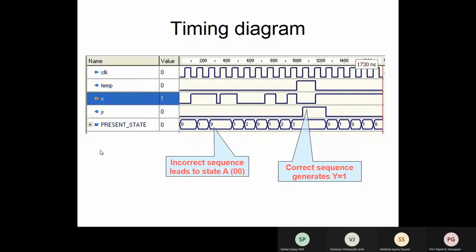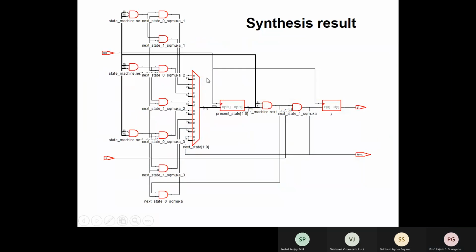Try to understand the timing diagram also. So you can see that the correct sequence generates Y equal to 1, whereas incorrect does not. Now these are all state encodings, but you will get these encodings only after synthesis. Simulation you may not get. This is the synthesis result. It has generated such a huge hardware. Anyway, this is all transparent for the user. So we need not worry about that.